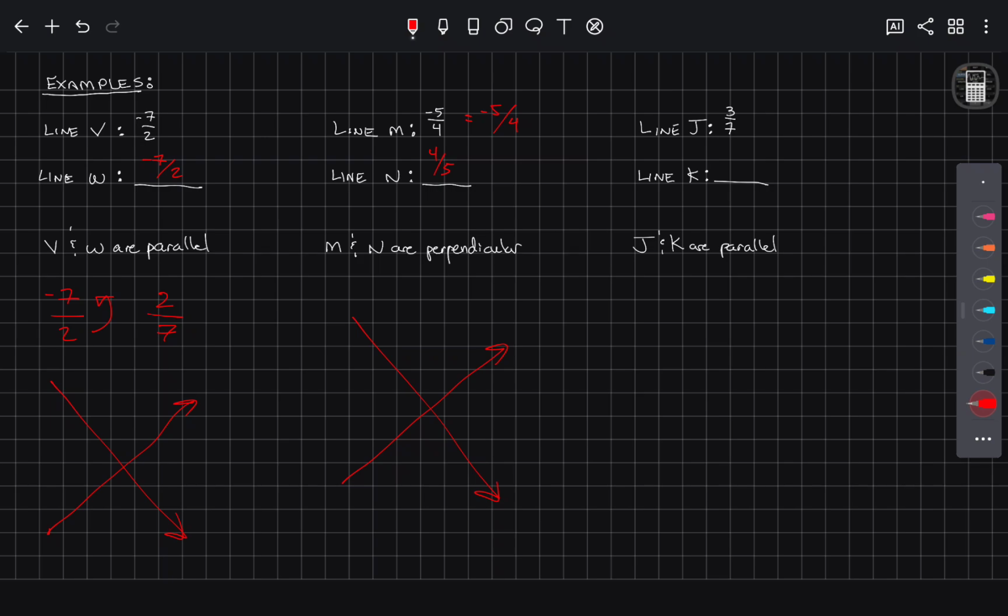We know that J and K are going to be parallel, so it's going to be the same exact slope, 3/7. And just to go over, if it were perpendicular, it would be reciprocal, 7/3. And we know that line J was already positive, so we're going to make line K negative, creating the perpendicular lines.